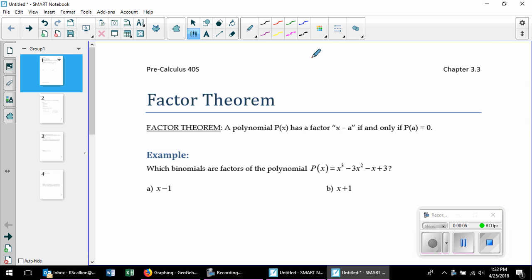Okay, factors here. Polynomial P of x has a factor of x minus some constant if and only if the remainder is 0.